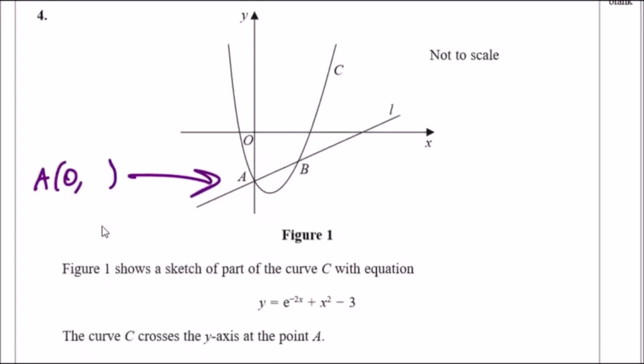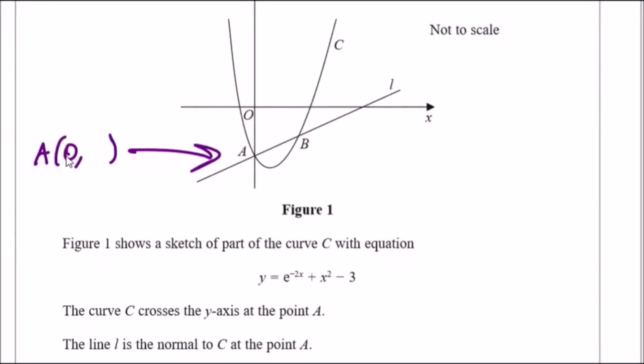Now to find the y value, all you do is just plug in the value of 0 into either equation of the curve or the line. But because we have the curve equation, just replace x with 0 here. So you're going to essentially have, on this part here, e to the negative, in this case 0, so e to the 0, plus 0 minus 3. And e to the 0 is 1, so 1 minus 3 will give us negative 2. So that's the coordinate A, okay? And that's going to help us later.